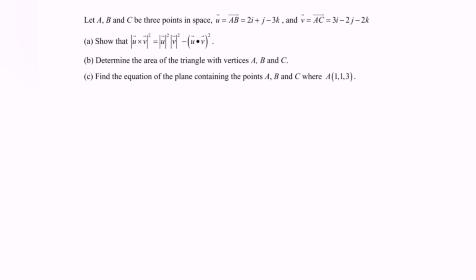I'm going to discuss an example for vectors. Let A, B, and C be 3 points in space, where we have the vector u equal to the vector AB, which is (2, 1, −3), and the vector v, or the vector AC, equal to (3, −2, −2). Show that |u × v|² = |u|²|v|² − (u · v)². Kindly focus on the left hand side, where we have u cross v.